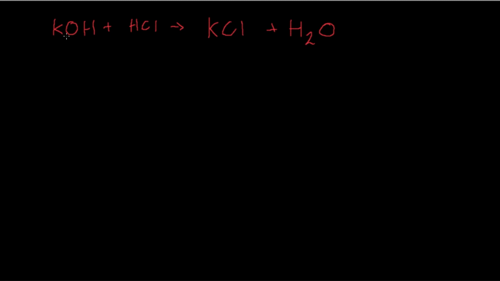So we've got potassium hydroxide plus a little hydrochloric acid, which gives us potassium chloride and water as a result. So let's say we have 25 grams of potassium hydroxide. And then we have a 0.5 molarity solution.